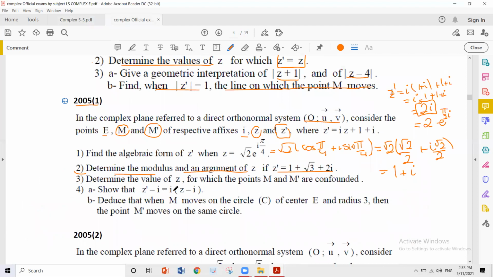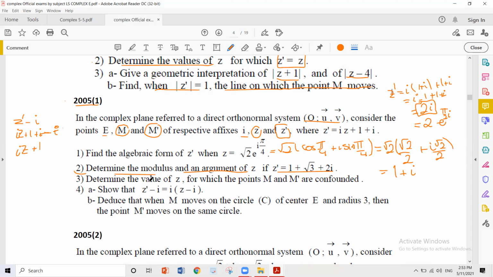Show that z prime minus I equals I into z minus I. So we take one of the two sides. If I take z prime minus I, z prime is iz plus 1 plus I, minus I, equal iz plus 1.